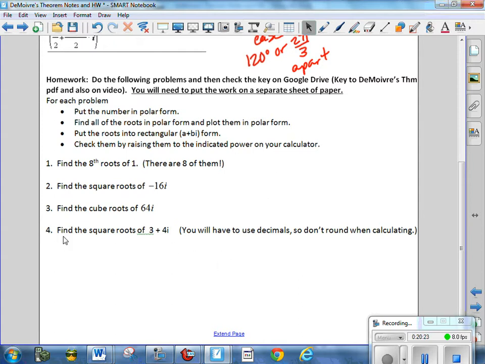Also, number 4, you will have to use decimals, so don't round when calculating. In other words, you'll have to round, obviously, when writing them down on a piece of paper. You'll just have to write down a few of the decimal places. But in your calculator, always go back and grab the original number so that when you get your final answer, it's not rounded at all. You'll be surprised how nicely it will turn out when you do that.